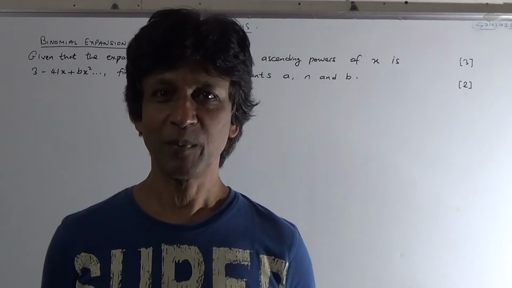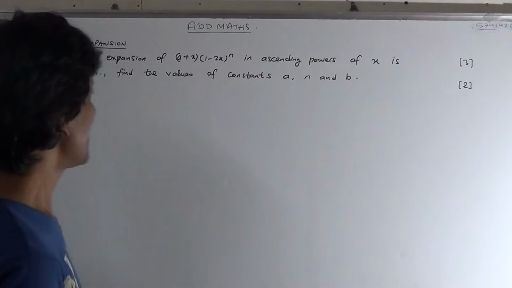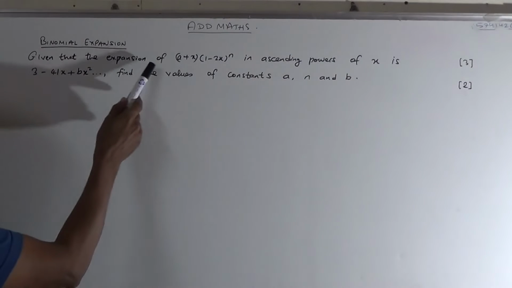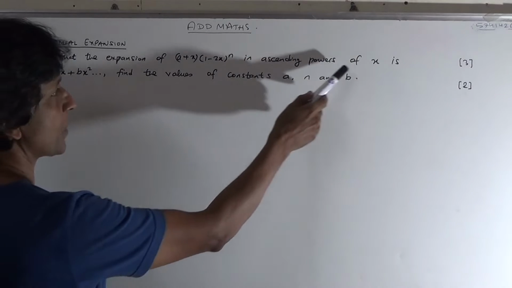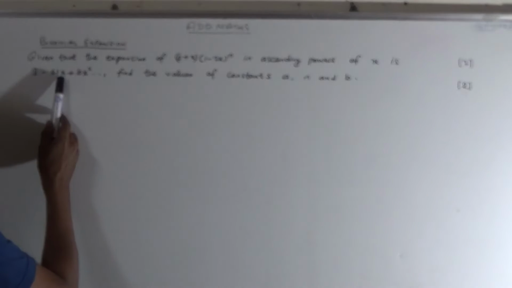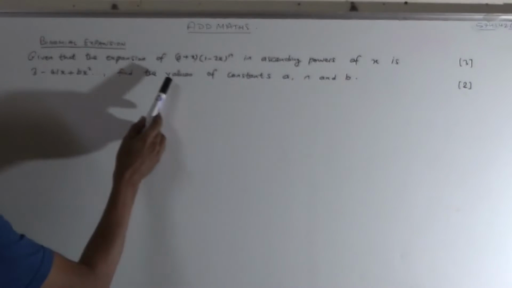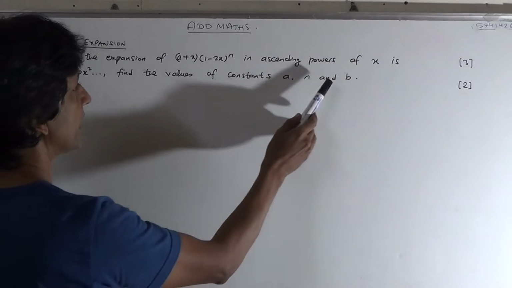Hi, this question is based on binomial expansion. Okay, given that the expansion of (a + x)(1 - 2x)^n in ascending powers of x is 3 - 41x + bx^2, find the values of the constants a, n, and b.